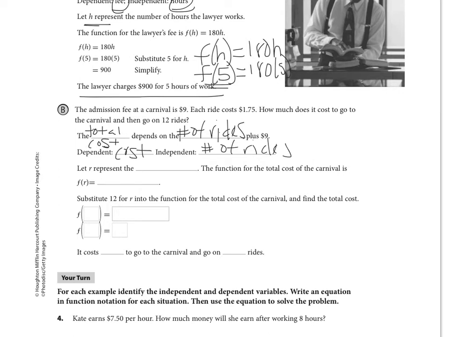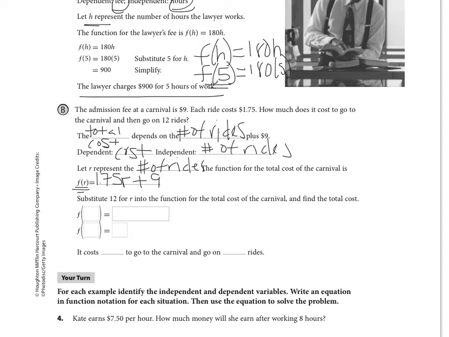Let r represent the number of rides. So we're going to use r in our equation for our variable. So you can see f of r. And let's think about it. It's $9. I kind of like to put my $9 at the end. It's $1.75 per ride, so that's $1.75 r plus the $9 it costs just to get into the carnival.